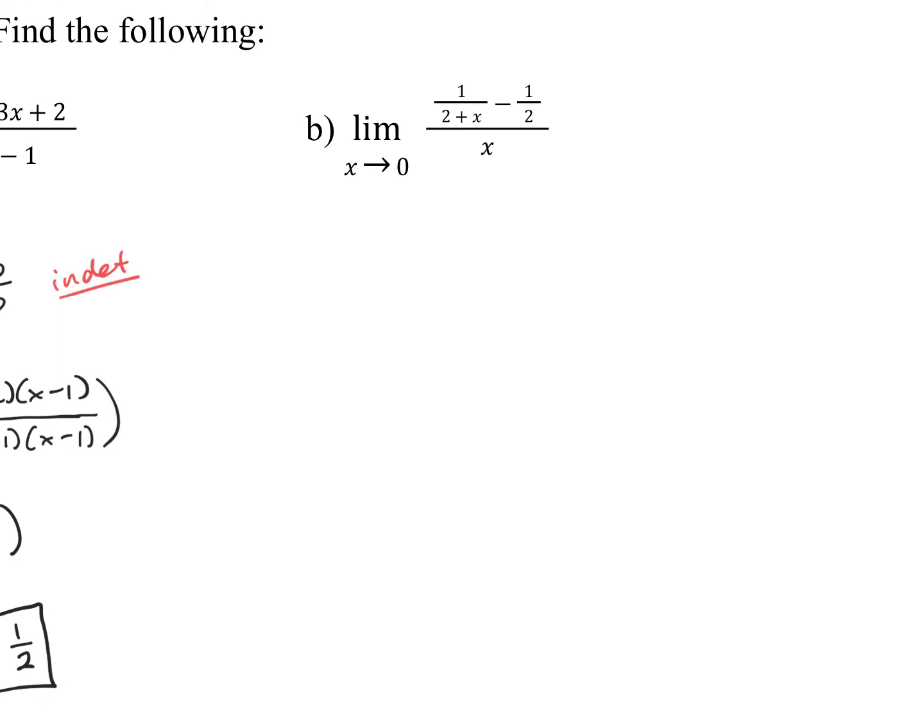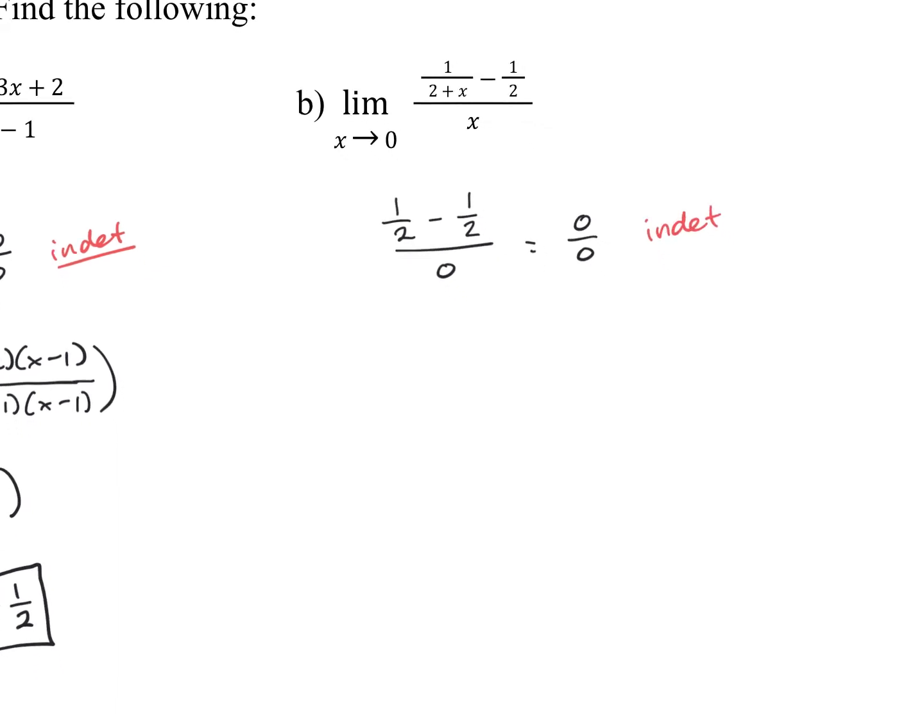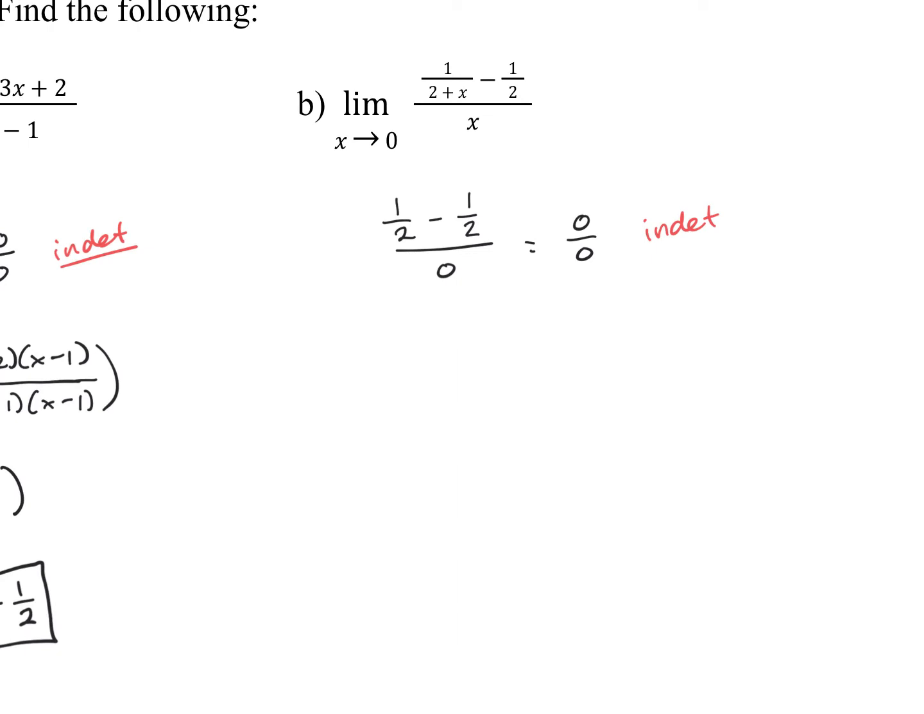So again, let's try our direct substitution and see what happens. It gives us 1 over 2 plus 0 minus 1 over 2 over 0. So we get 0 over 0, so again, we get that indeterminate form. So we're going to try to see if there's a way we can rewrite our function so we no longer see that. So one thing we can try doing is we can try combining the fractions in our numerator.